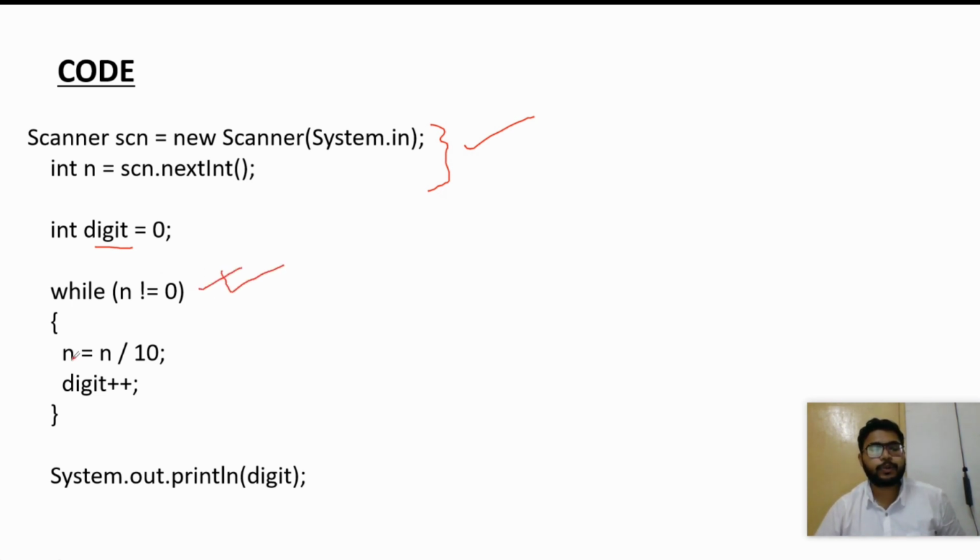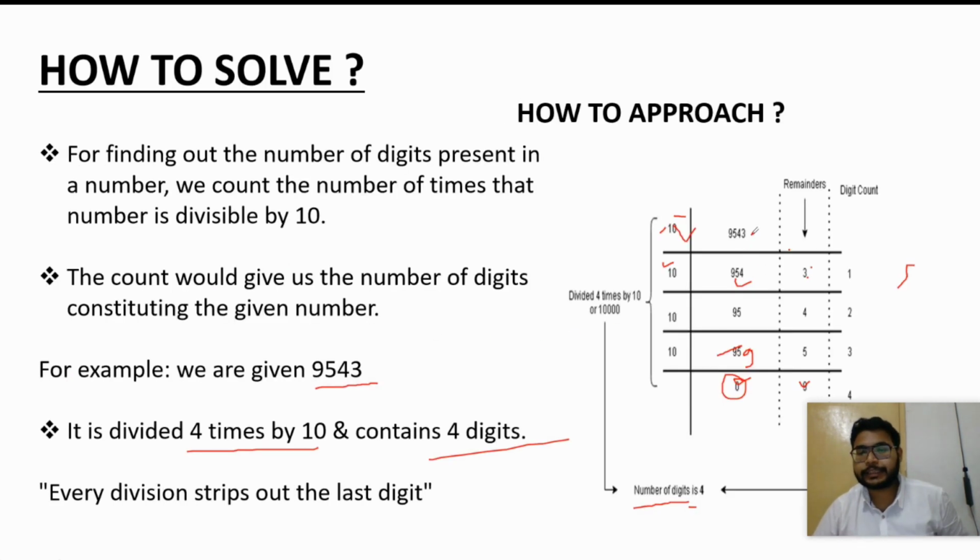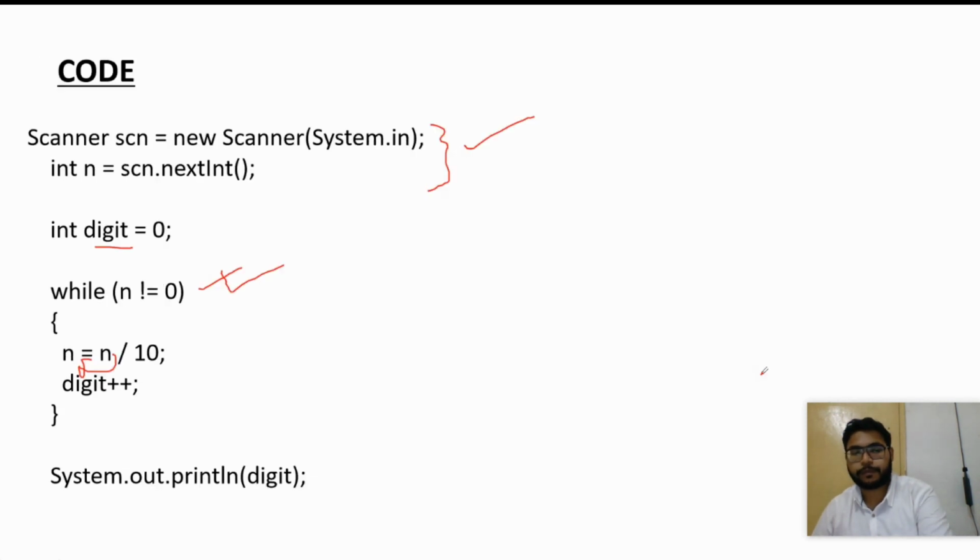After that, we will simply divide the number by 10 and assign the result to the number itself. That means that initially this is the n, then this becomes the n, then this becomes the n, and finally this becomes the n. And when n becomes 0, we will leave the loop. Finally we will do digit equal to digit plus 1. We increase the digit one by one after each loop iteration, and finally we print the digit. So in this way we will write the code.